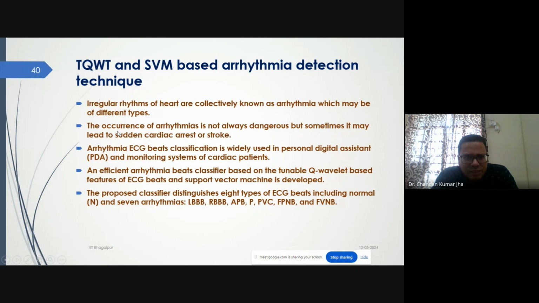So the technique that I have developed here, the TQWT and SVM based arrhythmia detection technique, is an efficient method, and it can distinguish 8 different types of arrhythmia beats, and these beats are normal as well as LBBB, RBBB, APB, PVC, FPNV, and FVNV arrhythmia types. So here they are abbreviated forms. They have meanings: left bundle branch block; right bundle branch block; after that, atrial premature beat, premature ventricular contraction, fusion of paced and normal beat, fusion of ventricular and normal beat. So these are irregular rhythms, not normal, meaning abnormal rhythm. That's why it is called arrhythmia.